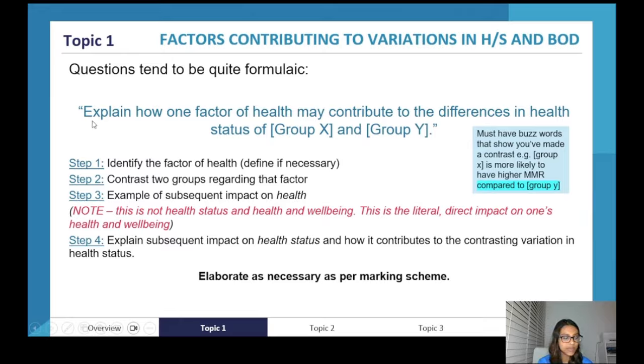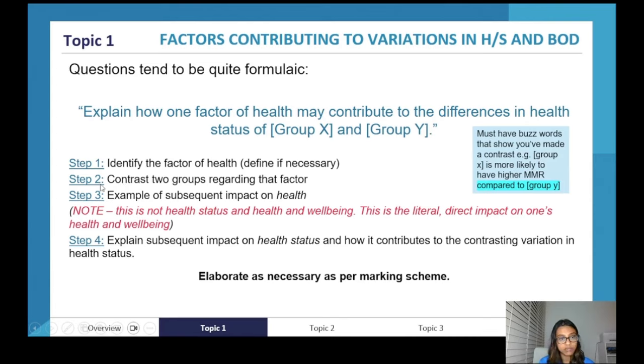So you can expect to see something like: explain how one factor of health may contribute to the differences in health statuses of group X and group Y. And then you follow these steps. So you identify the factor of health. You define it if you think it's necessary with the amount of marks that it's been given as a question. So how many marks it's been allocated.